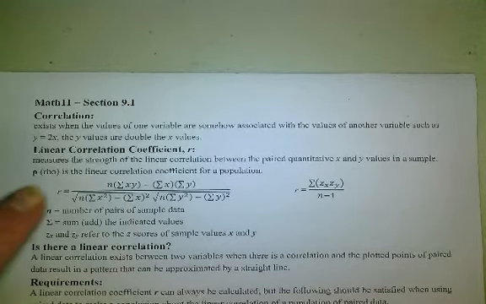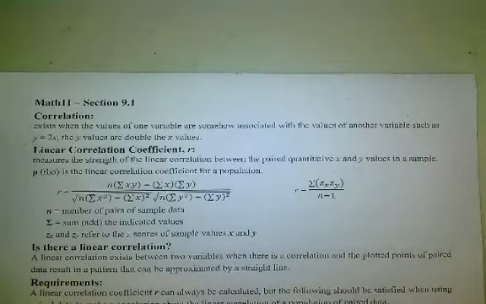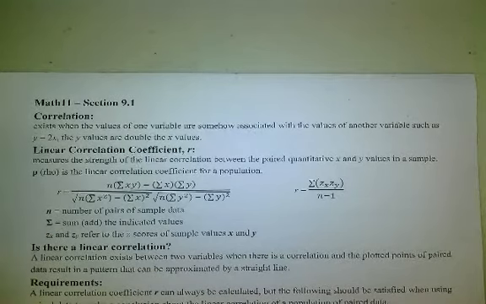You can see the equation for solving for R. Please note n is the number of pairs of the sample data. Sigma looks kind of like an E. This is the sum of the indicated values. Zx and Zy refer to the z-scores of the sample values of x and y.